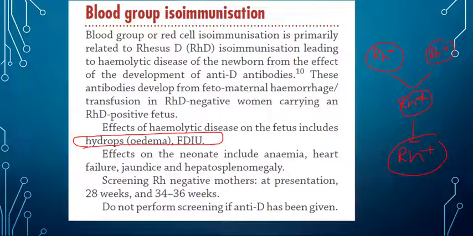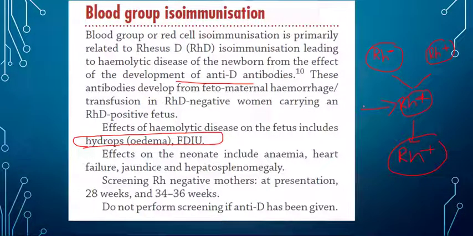Now, how can we prevent that? If we give anti-D antibodies during the first delivery, then the mother will not form that antibody. And then the second time, it will be safer. So that's why any Rh negative woman will usually have an anti-D injection after delivery within 72 hours.